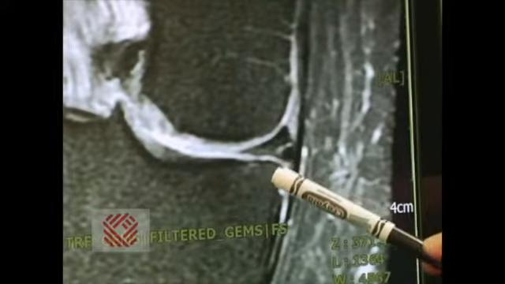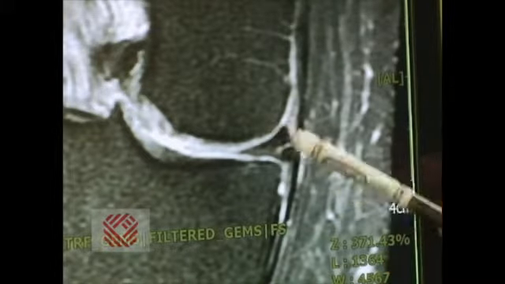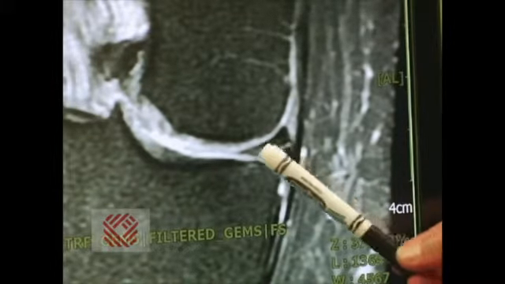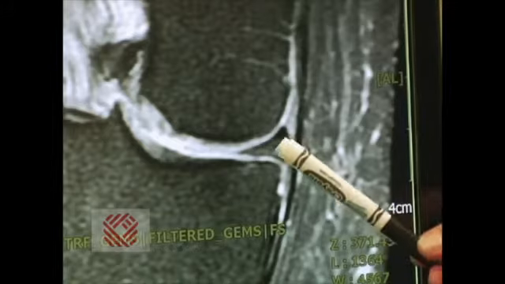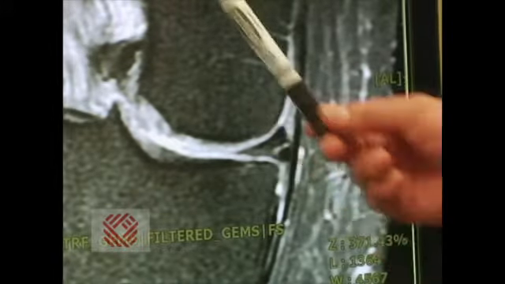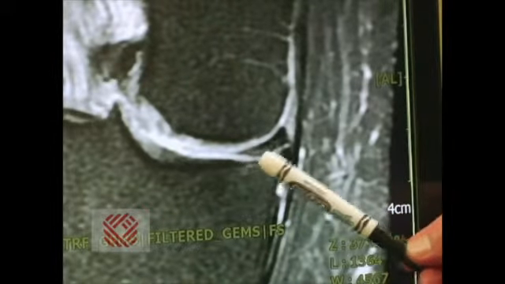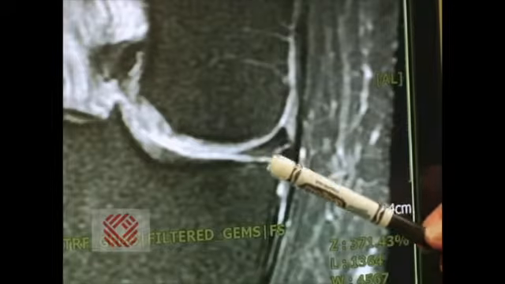On the inner side of the knee, we have once again a triangle that is partially black but has white streaks in it that indicate a tear of the meniscus. So this is an arthritic knee, and part of the arthritic pattern is what we call a degenerative tear of the meniscus.